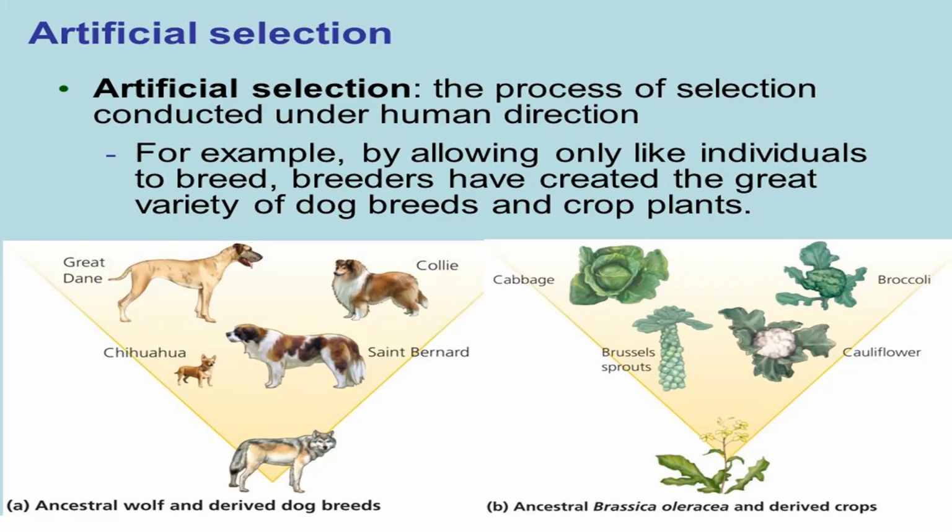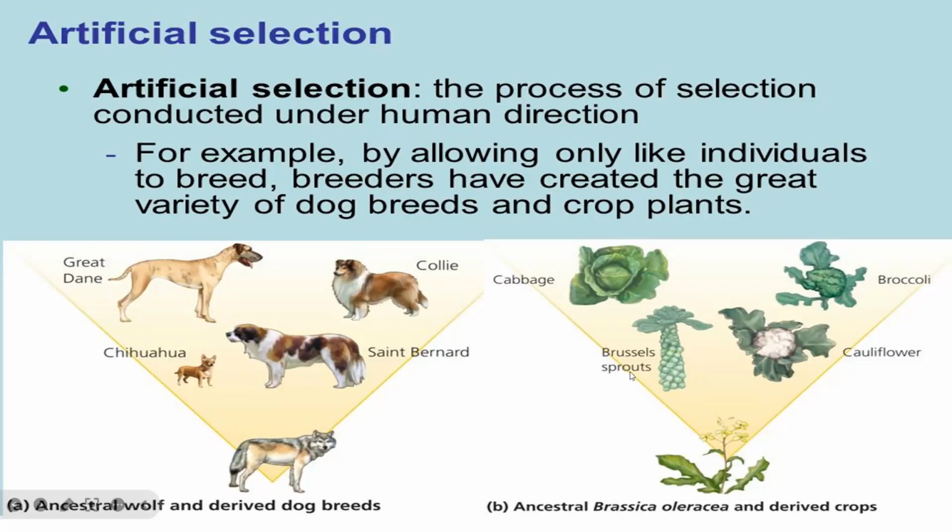A simple example is the broiler chicken. Naturally it was not available. It is made by interbreeding different animals. You can see different types of dogs here. They have been made by humans, like Chihuahua, the smaller dog, Great Dane, Collie, and then Saint Bernard. These are all human made. They are not made by nature.